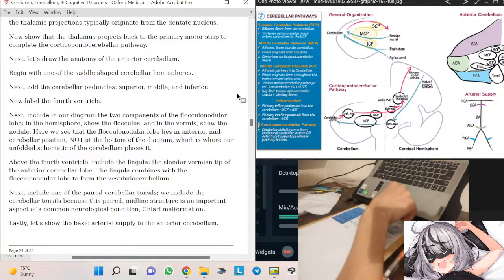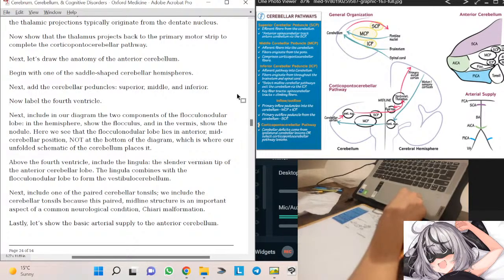Next, include in our diagram the two components of the flocculonodular lobe. In the hemisphere, show the flocculus, and in the vermis, show the nodule. Here we see that the flocculonodular lobe lies in the anterior mid-cerebellar position, not at the bottom of the diagram, which is where our unfolded schematic of the cerebellum places it.